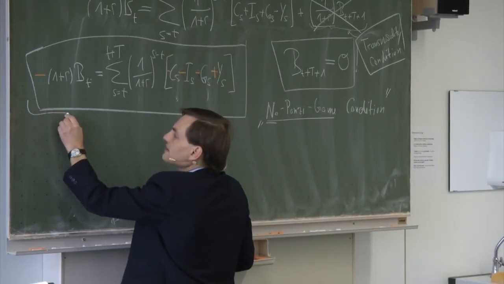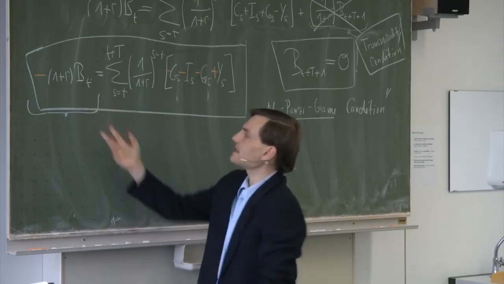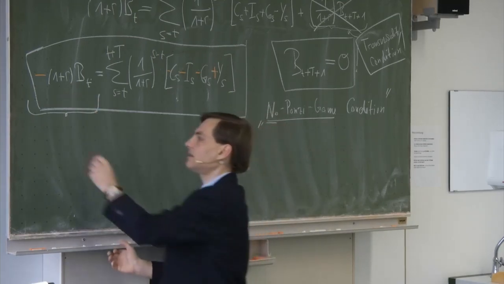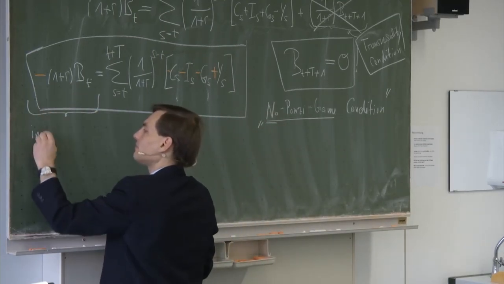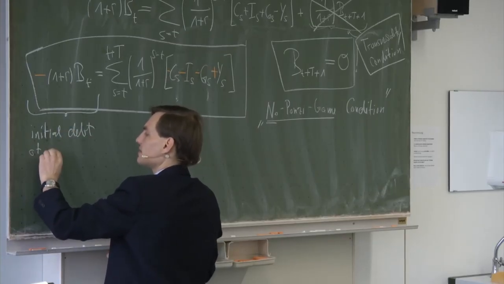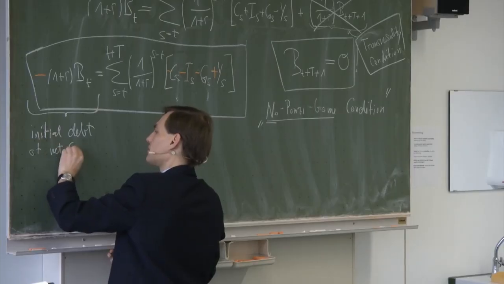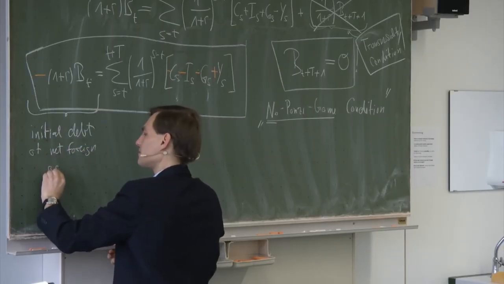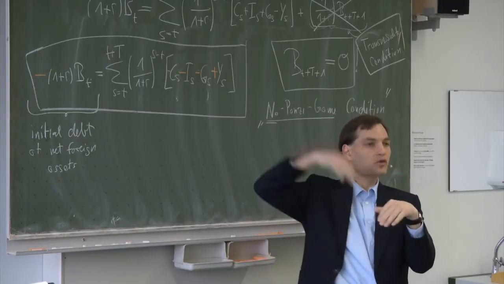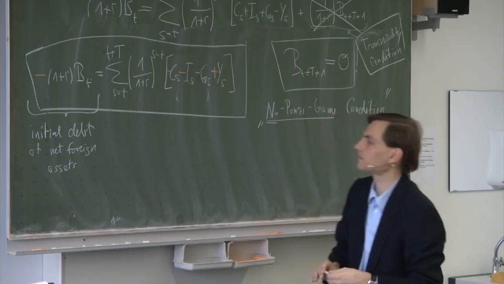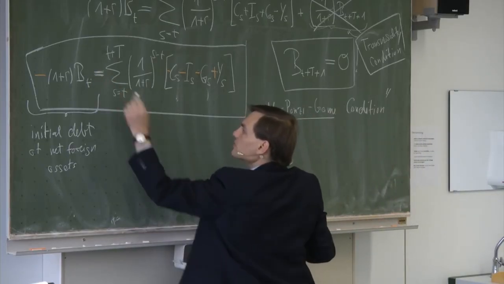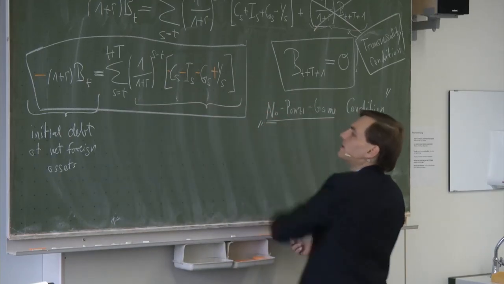Because on the left-hand side, what I can say here, this is now my initial debt I have as a country. Yeah, this is the initial debt of net foreign assets. This is the debt I'm holding, and at some point I have to repay this debt to the other country. And this must be equal, in the longer term perspective, to what is here on the right-hand side.